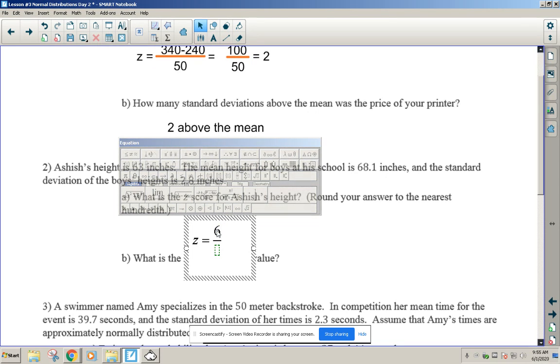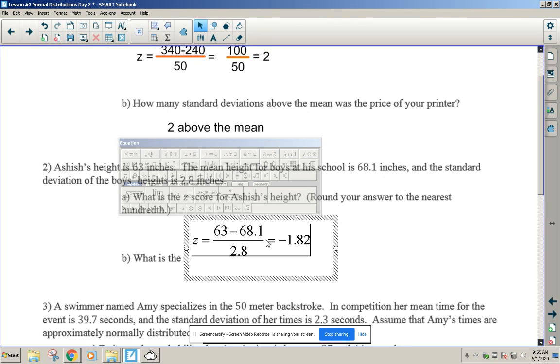So now this gives me 63, his height, minus 68.1, because that's the mean. We're going to divide this now by the standard deviation, 2.8. And when you type this in on your calculator, that's going to give you a z-score of negative 1.82. So he is below the average.